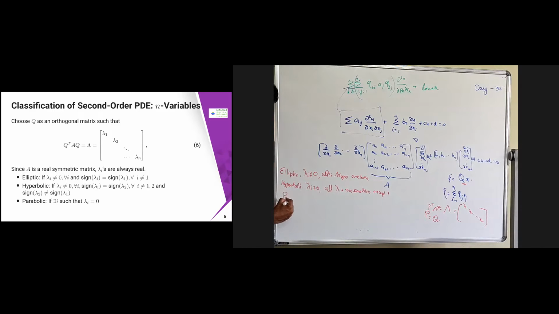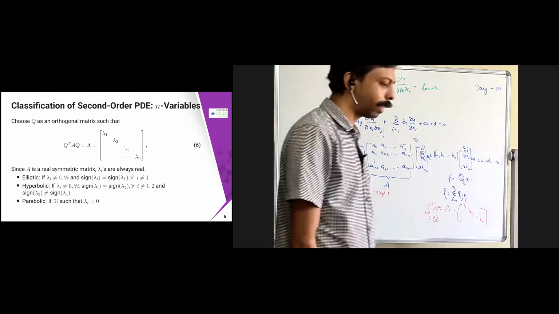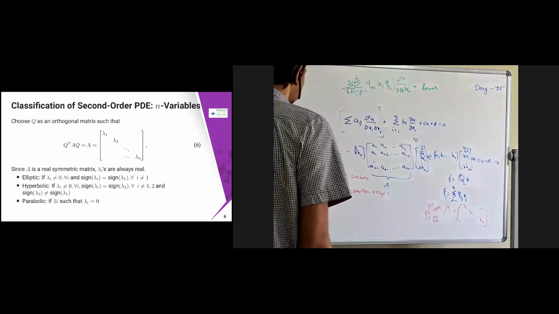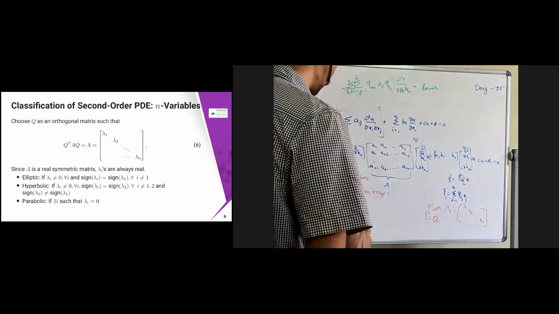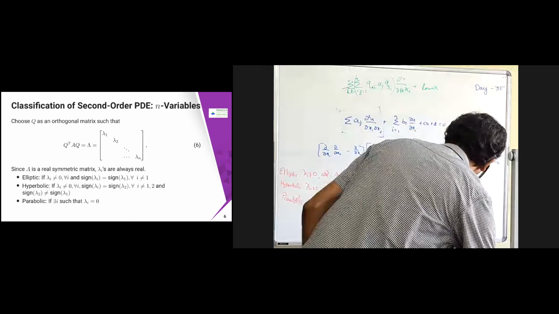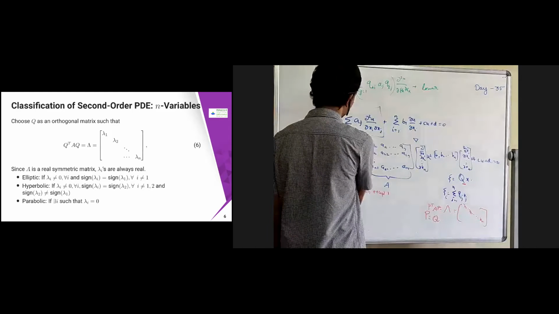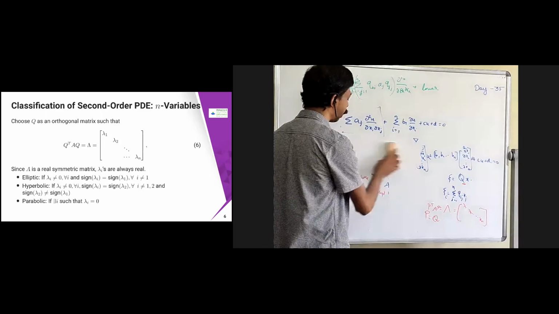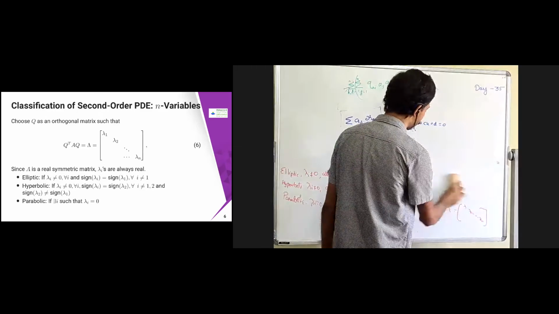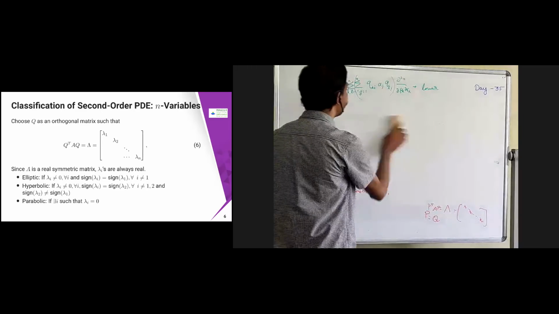For parabolic, we have at least one lambda i equal to 0. In that case, we can say that it's parabolic. So let us verify whether this is true or not in our case of the 2D variable. First we'll try for the 3-dimensional variable and then we'll go for the 2D variable. I'll give it as an exercise probably, or you can tell me whether it is true or not.